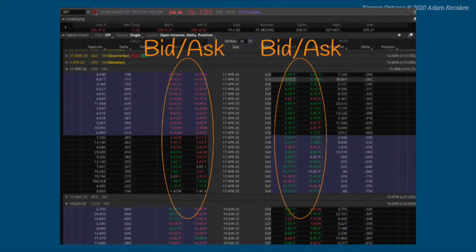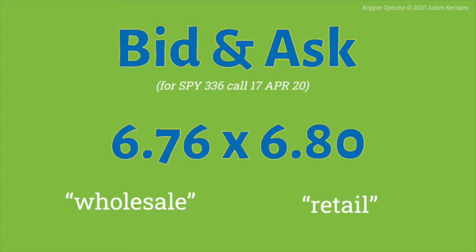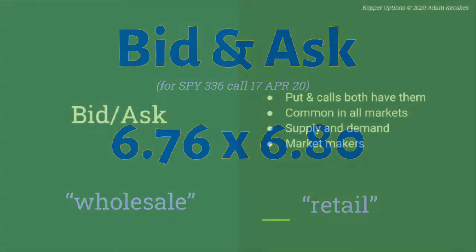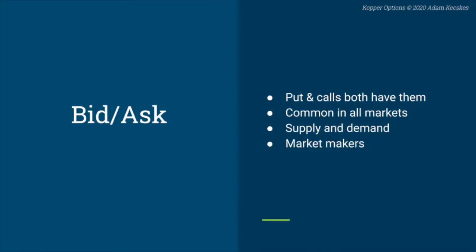The prices of calls and puts in the option chain are split into a bid and an ask. You can think of the bid as the wholesale value of the option and the ask as the retail price. The bid-ask spread is not unique to options. It is common throughout all sorts of markets, including just basic stock trading. Under the most basic of trading situations, you will sell options at the lower price, the bid, and you will buy options at the higher price, the ask.